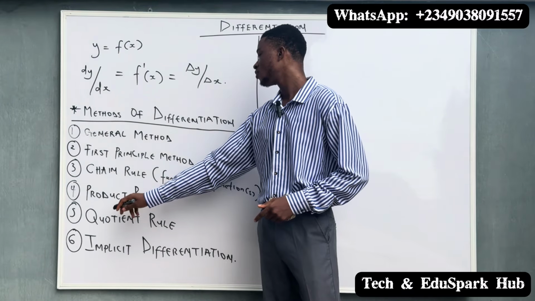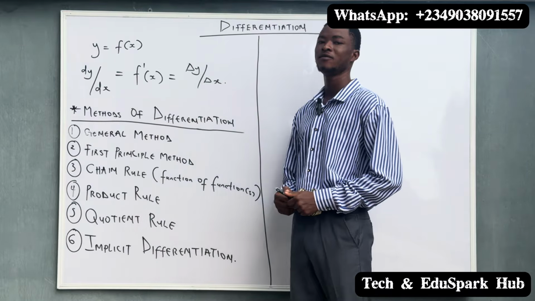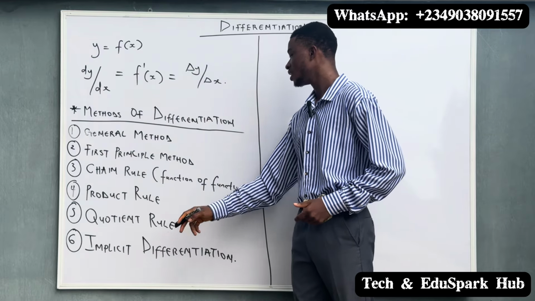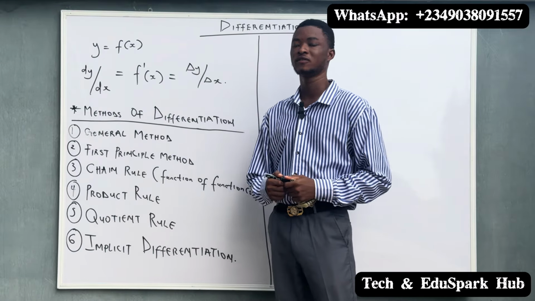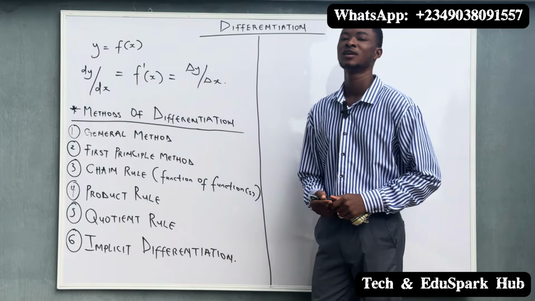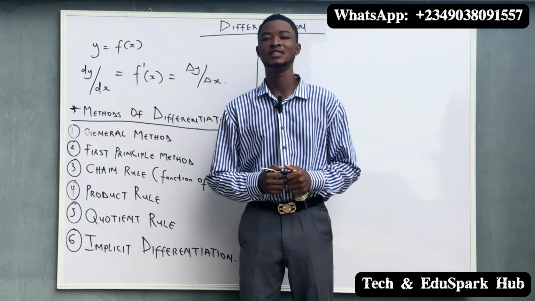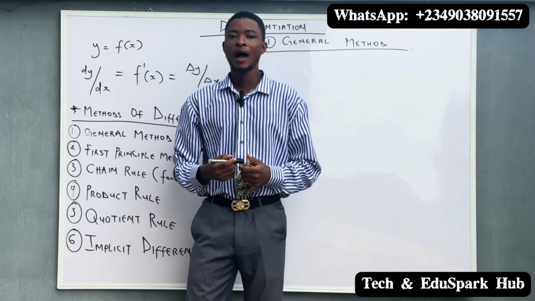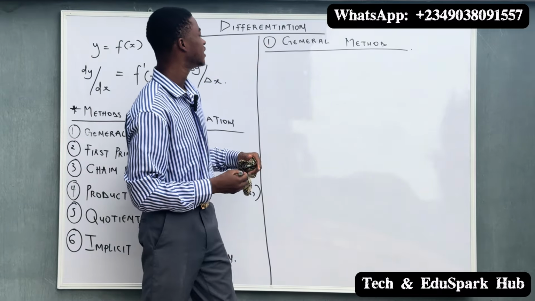And we also have the fourth method of differentiation, which is known as the product rule. And we have the fifth method, which is known as the quotient rule. And lastly, we have the sixth method of differentiation, which is known as the implicit differentiation. So let's look at the first method of differentiation, which is the general method.